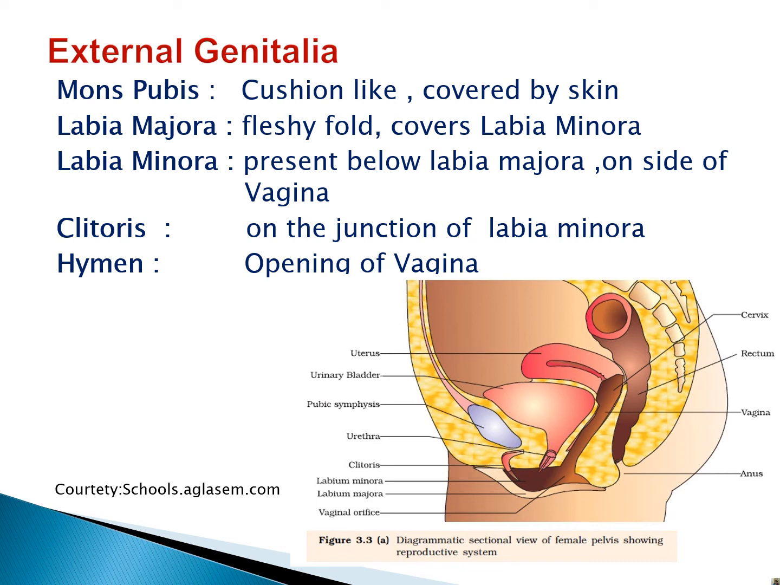The external genitalia present in the female reproductive system are the mons pubis, which is cushion-like and covered by skin; the labia majora, which is also a fleshy structure and covers the labia minora; and the labia minora, which is the covering around the vagina. The clitoris is present at the junction of the labia minora, and the hymen is the opening of the vagina. This is a membranous structure, and sometimes it is broken during heavy exercise or during intercourse. So this is a diagram from NCERT where all the parts of the female reproductive system are visible.